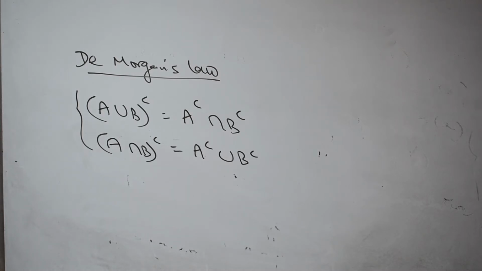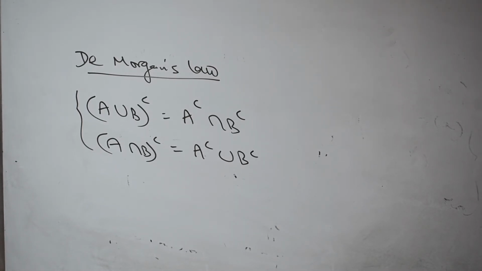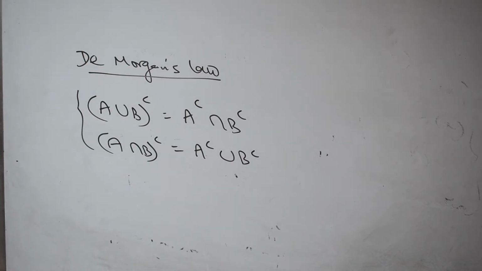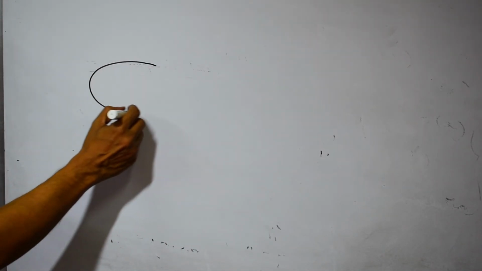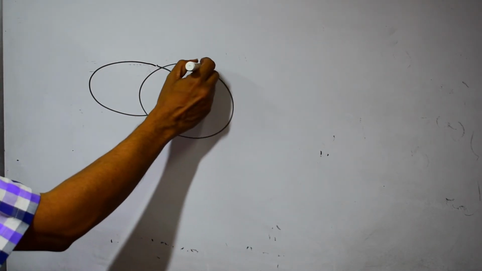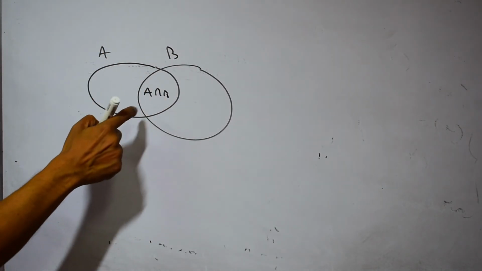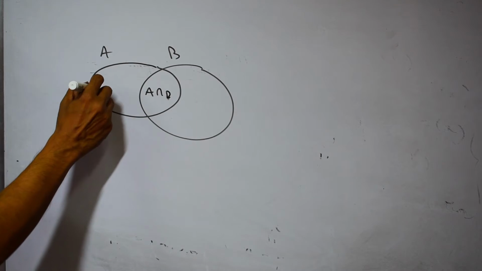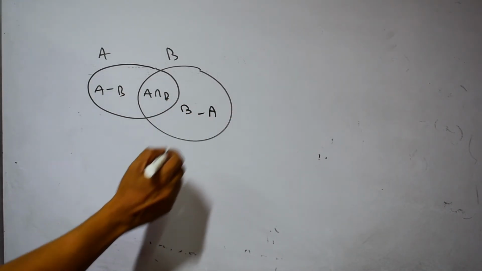Let us take an example, and for that example I am using one idea called the Venn diagram. A Venn diagram means drawing a diagram and trying to establish the idea. Like A is a set and B is another set. If I draw the diagram this way, this is A intersection B, that means the common part is represented here. This will be A minus B, only the A part, and this is B minus A, only the B part.